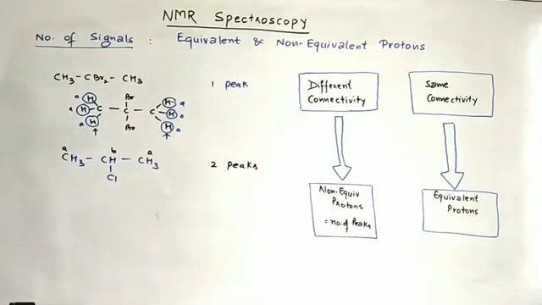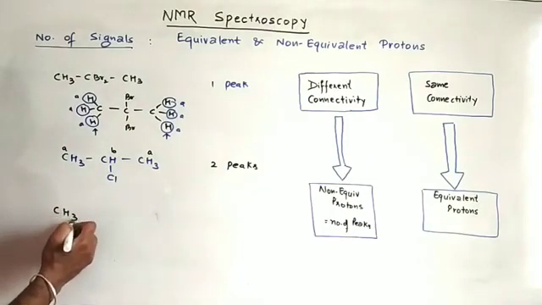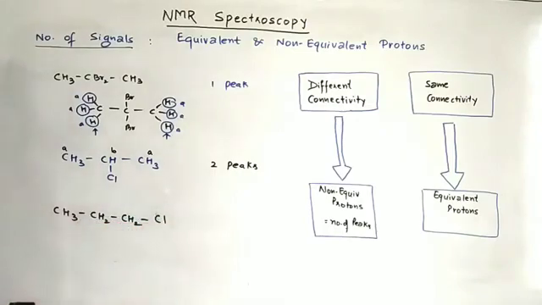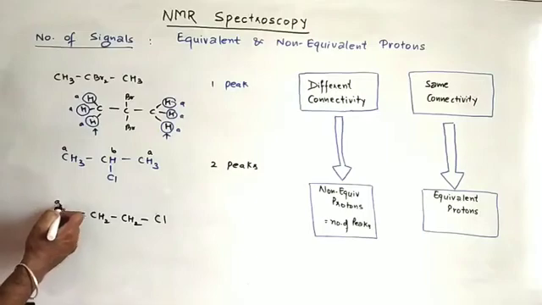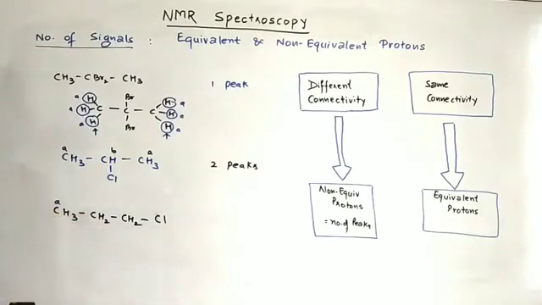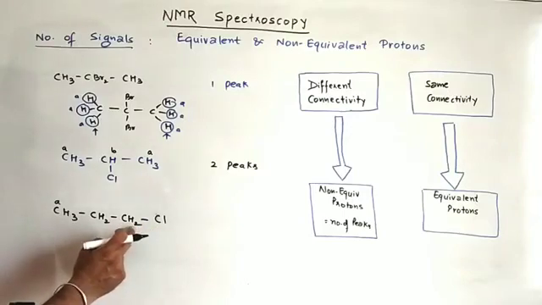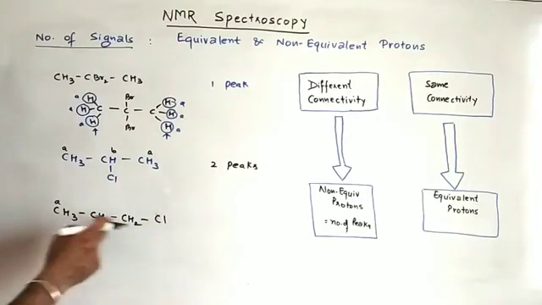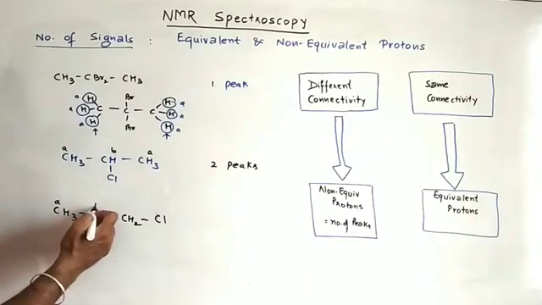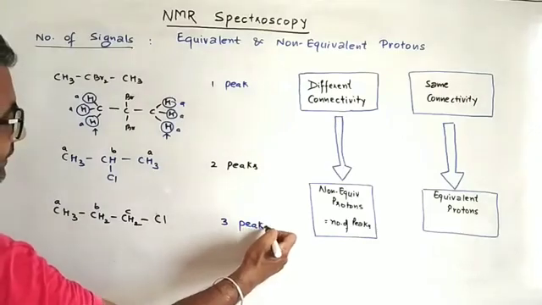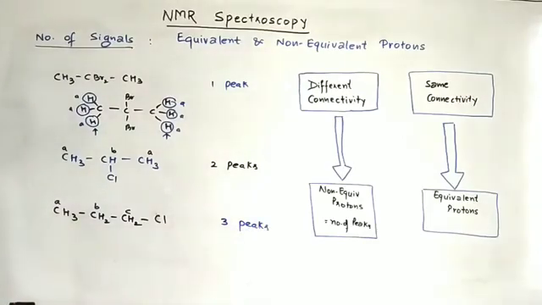Okay, next example is CH3 CH2 CH2 Cl. Now see how many types of protons are there. As these three protons are different from these two, these 4 protons, they are not equivalent. As you can see, these protons are close to chlorine. They are far away from chlorine. They are again more far away from chlorine. It means all the protons are non-equivalent. So this molecule gives 3 peaks.